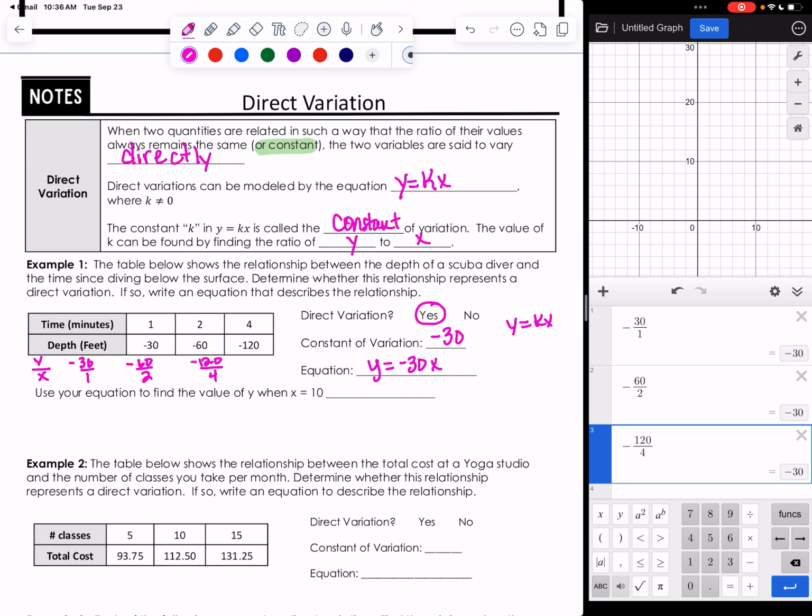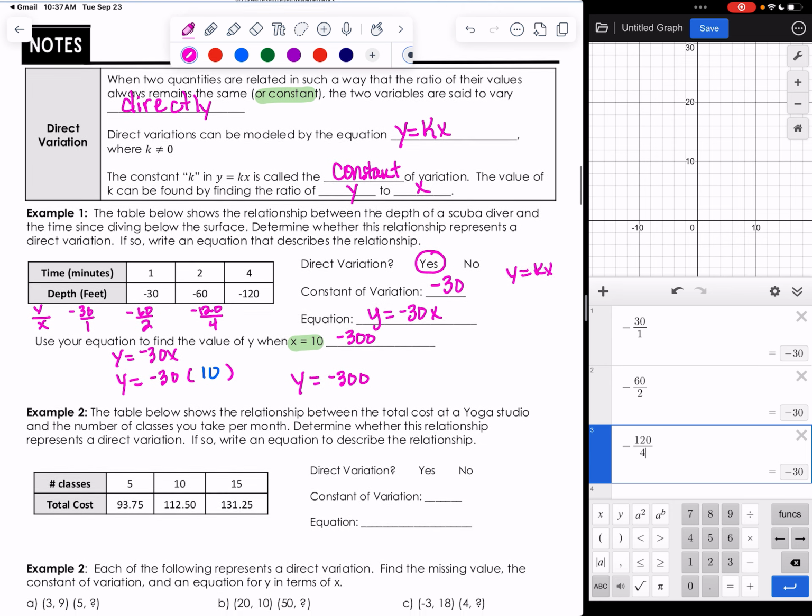Now, in our last question, it says use your equation to find the value of y when x is 10. So we're using our equation, so let's write it down. y equals negative 30x. And then it told me the value of x was 10. So I'm going to replace the x with a parenthesis, and I'll substitute in the value of x, which is 10. And when you multiply that out, you get the value of y to be negative 300.